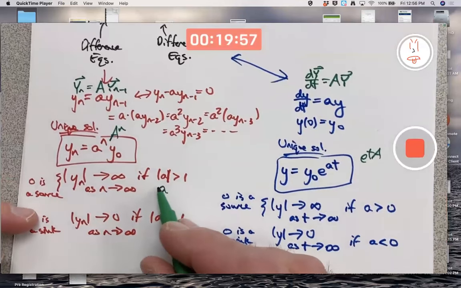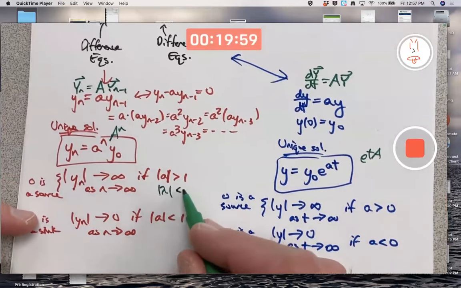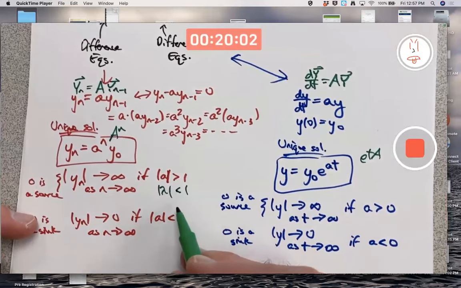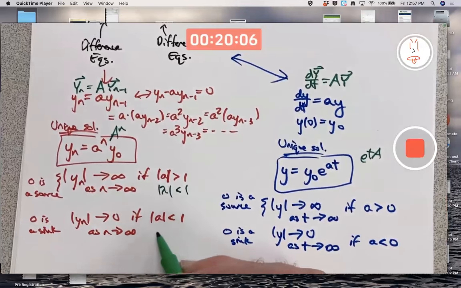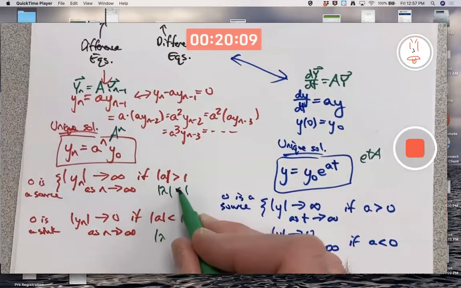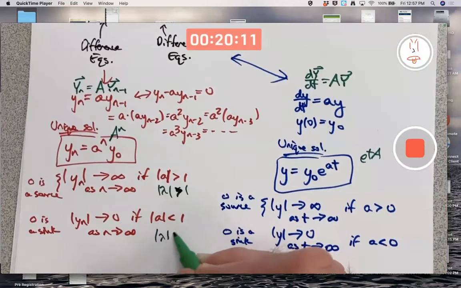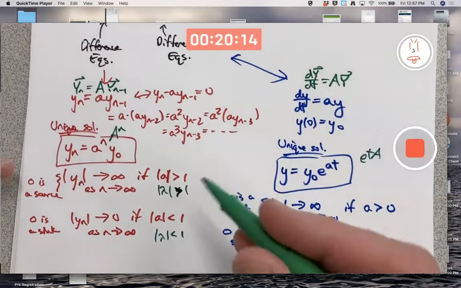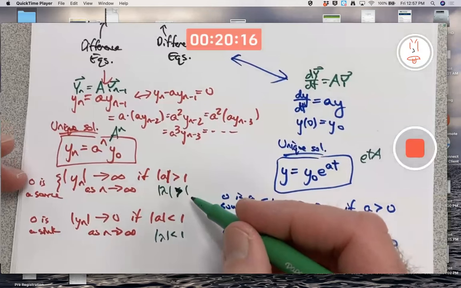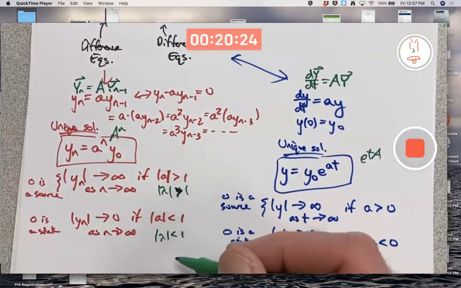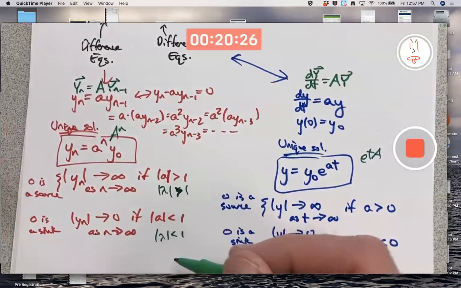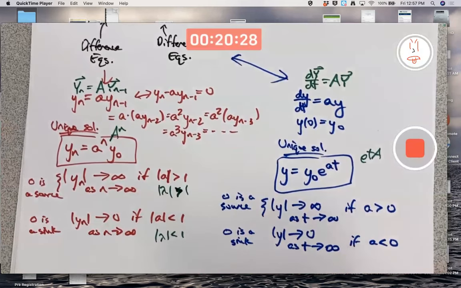If all your eigenvalues have modulus less than 1, meaning they could be complex eigenvalues, the distance to the origin in the complex plane is less than 1, versus, oops, that's supposed to be greater than 1, versus less than 1. If they're all greater than 1, then the origin is a source for the difference equation. If they're all less than 1 in absolute value, then the origin is a sink. If some of them are bigger than 1 and some are less than 1, then you've got some sort of saddle point. Sink in some directions and a source in other directions.